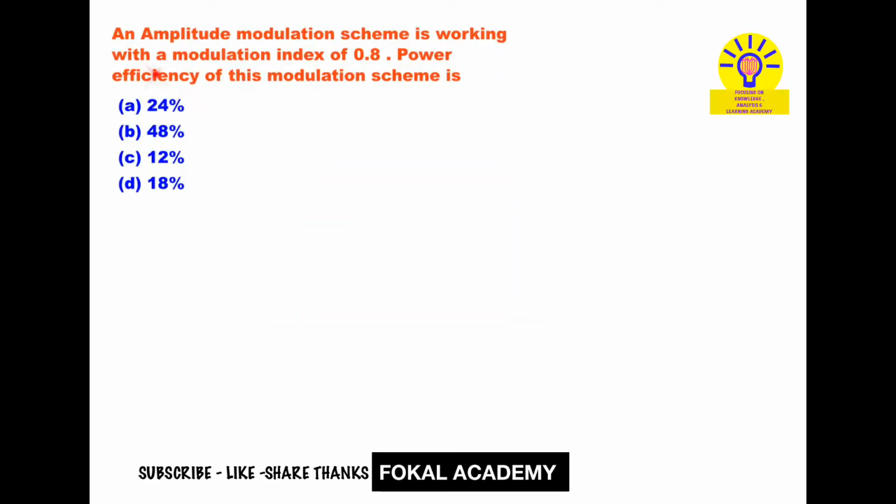See here in this problem, there is an amplitude modulation. It was working with modulation index of 0.8. Then what is the power efficiency for the given amplitude modulation? So we know that power efficiency for the amplitude modulation is nothing but the ratio of sideband power to total power. So this ratio is nothing but power efficiency.